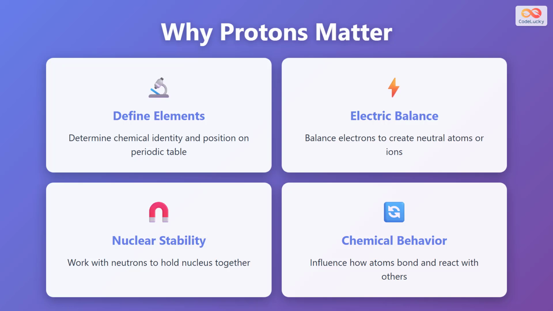Protons are essential to the structure and behavior of matter for several reasons. First, protons define elements by determining their chemical identity and position on the periodic table. Second, protons create electrical balance in atoms by attracting negatively charged electrons, which can result in neutral atoms or charged ions. Third, protons contribute to nuclear stability by working together with neutrons to hold the nucleus together through the strong nuclear force. Finally, protons influence chemical behavior because they determine how atoms will bond and react with other atoms during chemical reactions.